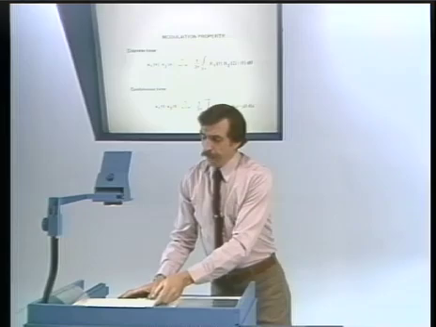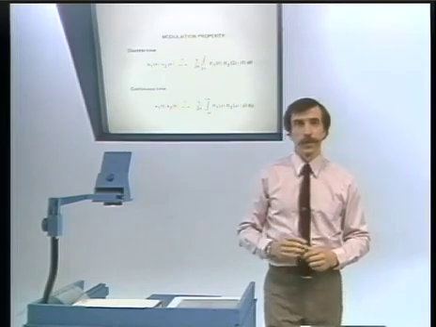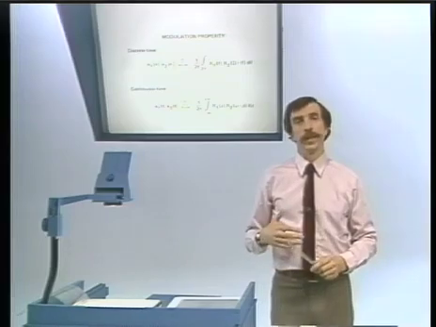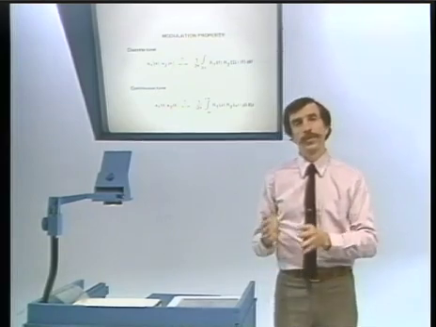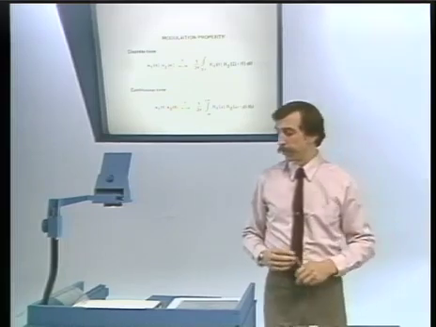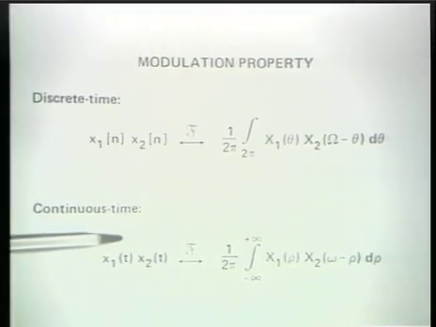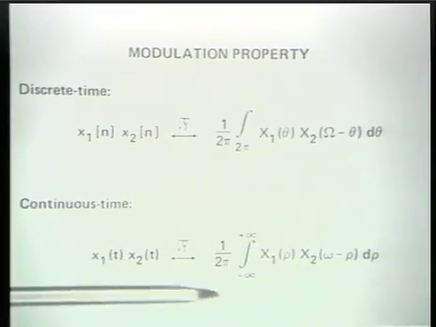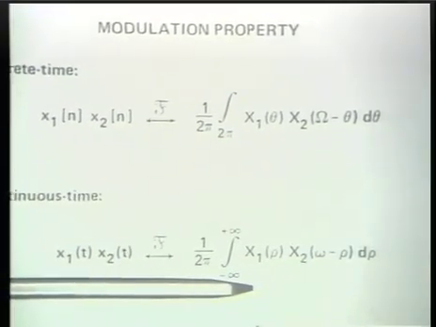Now, in addition to the convolution property, another important property that we had in continuous time and that we have in discrete time is the modulation property. The modulation property tells us what happens in the frequency domain when you multiply signals in the time domain. In continuous time, the modulation property corresponded to the statement that if we multiply in the time domain, we convolve the Fourier transforms in the frequency domain.